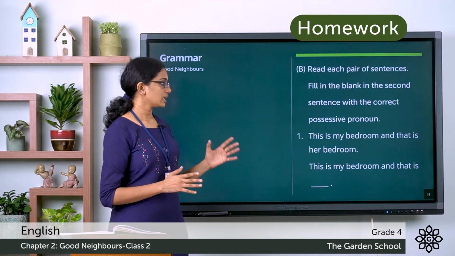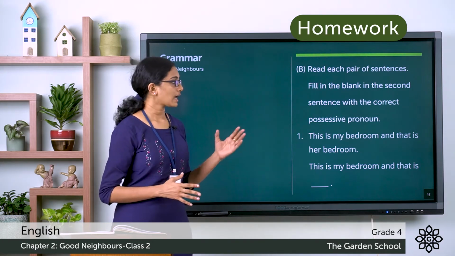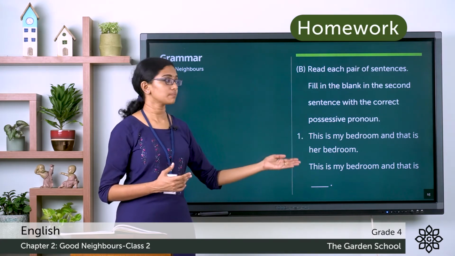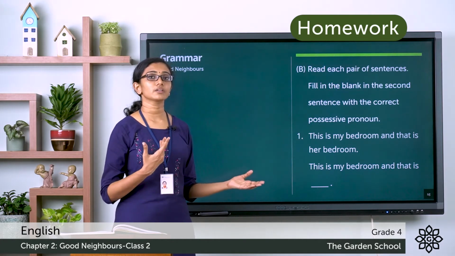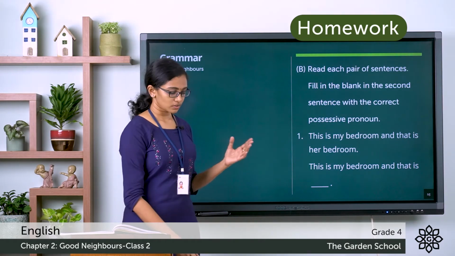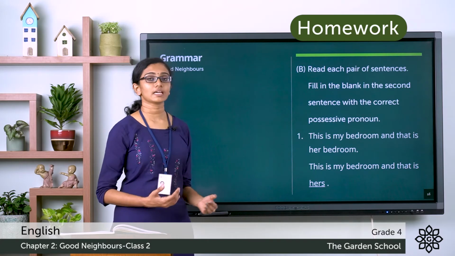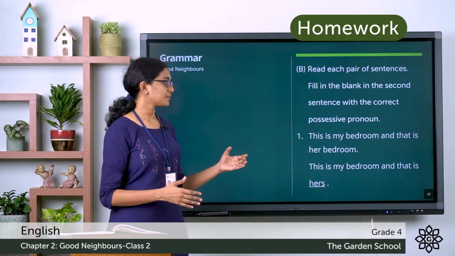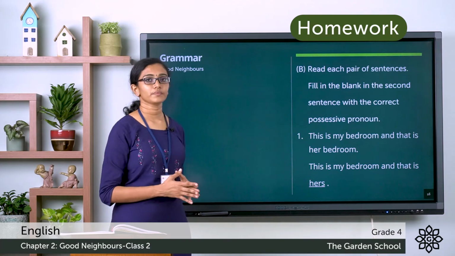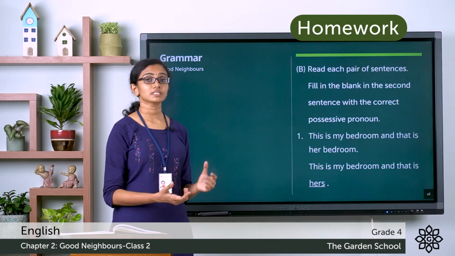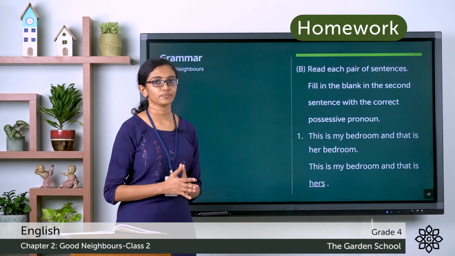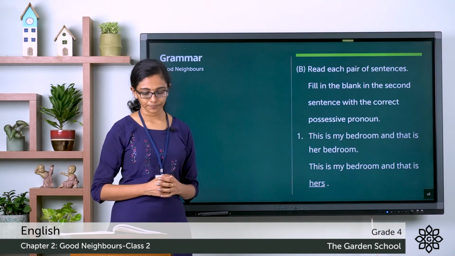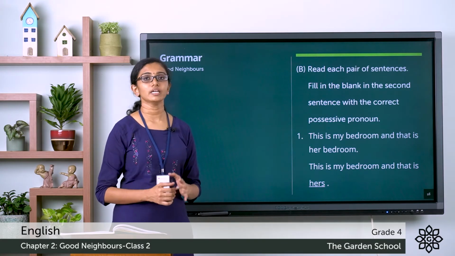So let's see how we can do this. This is my bedroom and that is her bedroom. This is my bedroom and that is, how can we replace her bedroom? We can use the possessive pronoun hers there, so that it becomes, this is my bedroom and that is hers. So here the possessive pronoun hers indicates that the other bedroom belongs to her, the other person. It shows that the other person possesses the other bedroom. So I hope this is clear to you now. Now complete the rest of the questions given under this exercise. So if you are clear with this, let's move on to the next section.